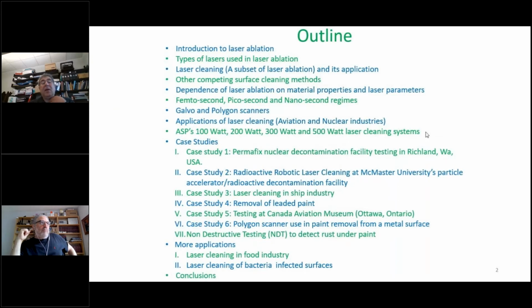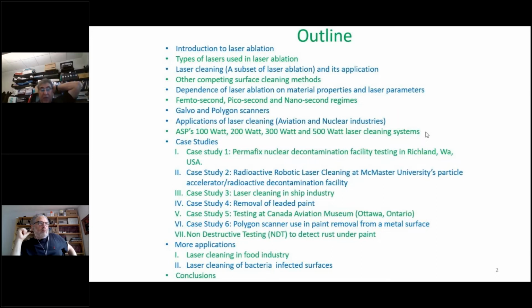And this is the outline of the webinar. I'll talk about the laser ablation process, which is a more general case, which may include drilling, basically cutting, scribing, and also laser cleaning. So laser cleaning is a subset of laser ablation. I'm going to go back and forth between the two, laser ablation and laser cleaning. Just keep in mind that laser cleaning is a subset of laser ablation.